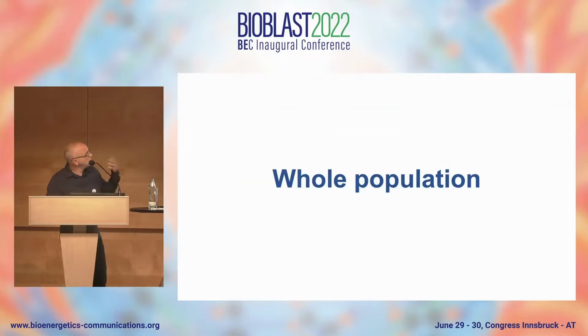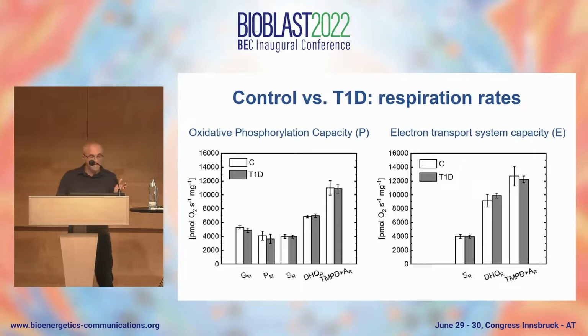So then we look at the respiration rate in the whole population of mitochondria. On the left panel, I compare the oxidative phosphorylation capacity of control and diabetic rats measured using complex 1, 2, 3, and 4 substrates. So we didn't see any particular differences. And these results were also confirmed looking at the electron transport system capacity reported on the right panel.